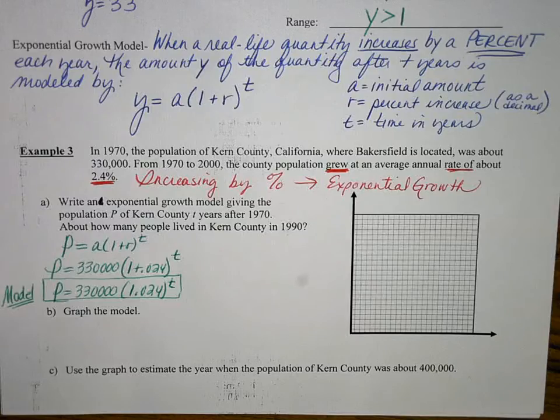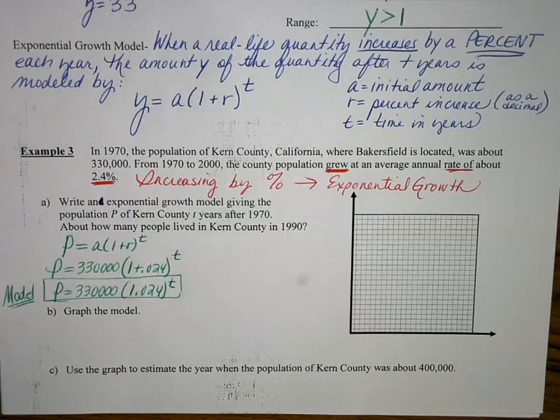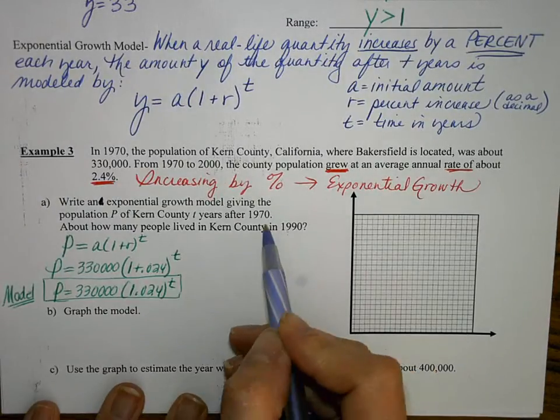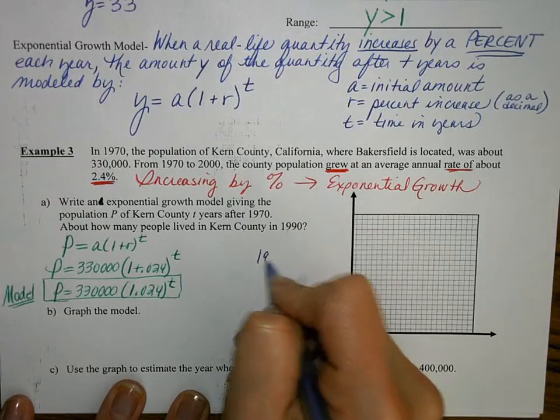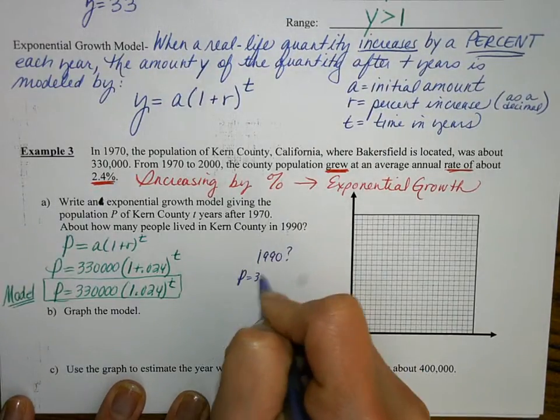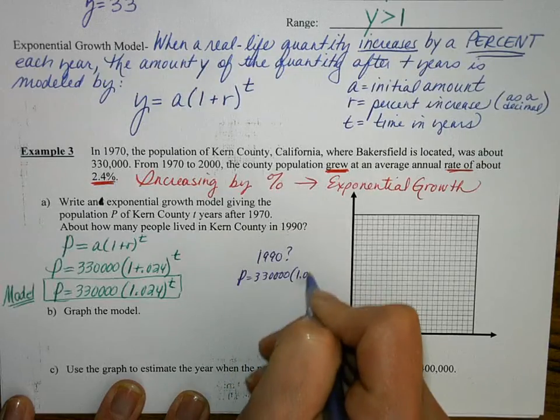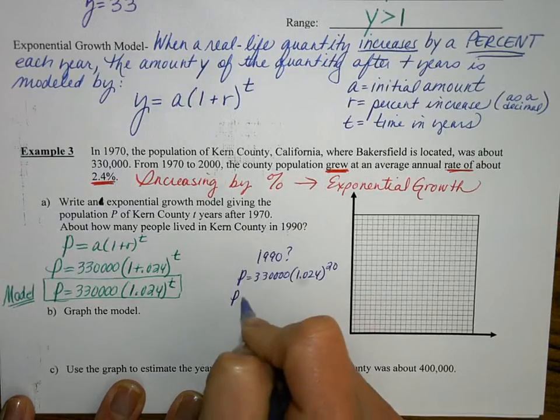Now, let's say about how many people lived in Kern County in 1990. What are we going to do to figure that out? We could graph it. Graphing is just so yucky. Then we got to trace. Is there an easier way to figure out how many people there were in 1990, Brooklyn? All right. 1990 means it was 20 years later. So P is equal to 330,000 times 1.024 to the 20th power. About how many people were there in Kern County?